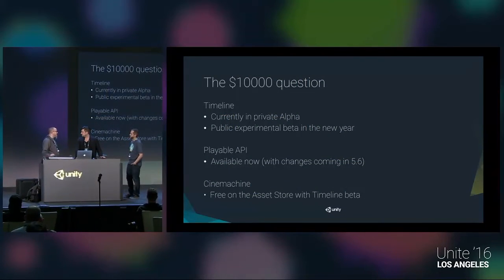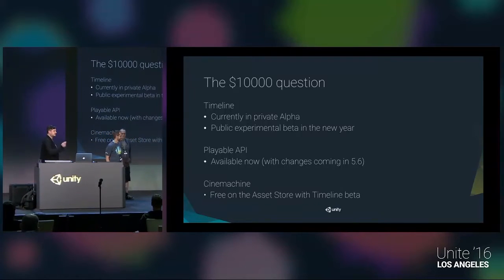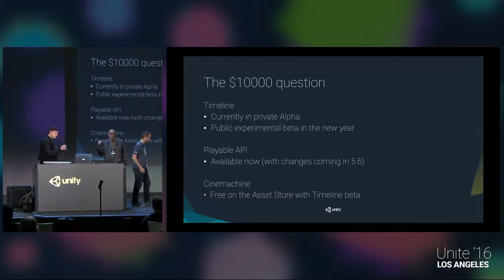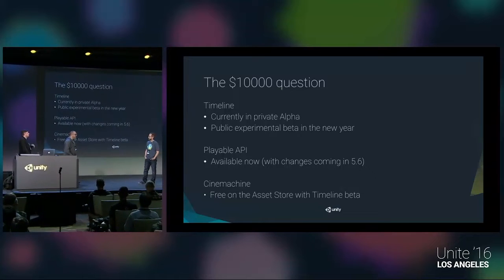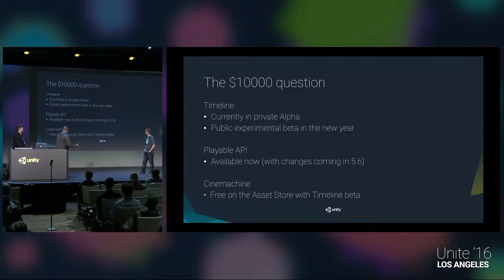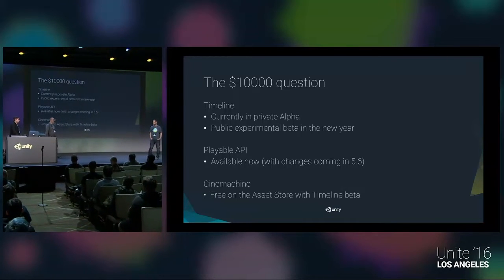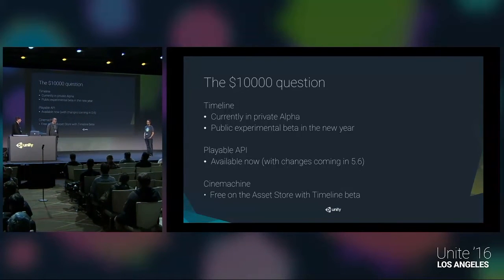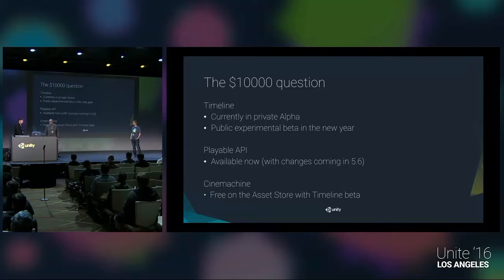All right, the $10,000 question is, timeline's been shown in a few GDCs for a couple of years. We are currently in private alpha. We're looking at a public experimental beta in the new year. The Playable API, as Sean described, is available now. There are some changes coming in 5.6 as we expand it beyond just animations. And Cinemachine itself will be free on the asset store with the timeline beta. So you'll be able to play with this whole system in the new year. We're very excited to see what everyone's going to be doing with it.